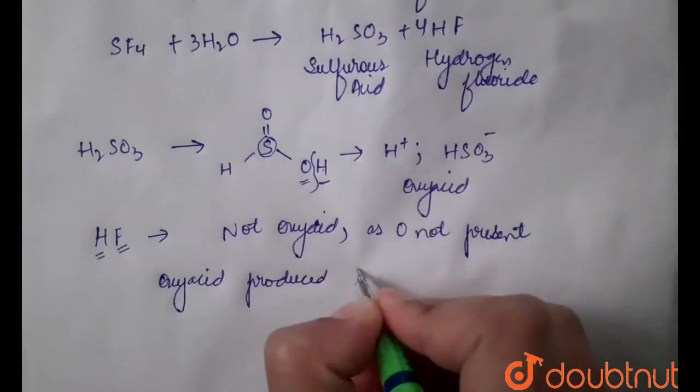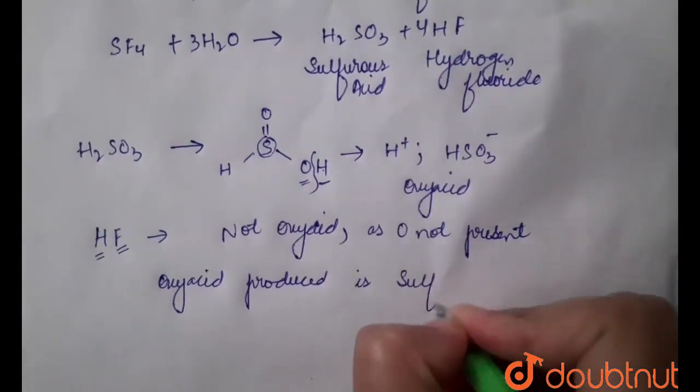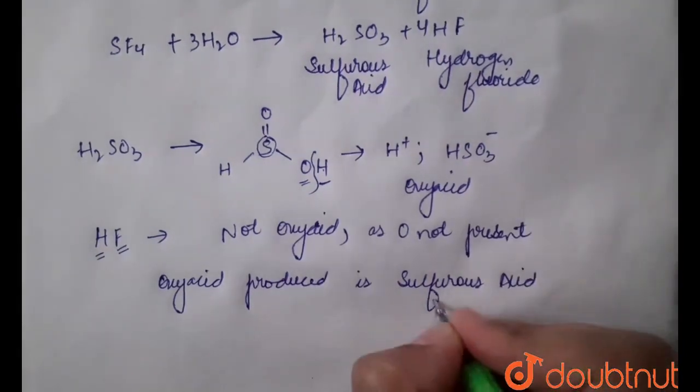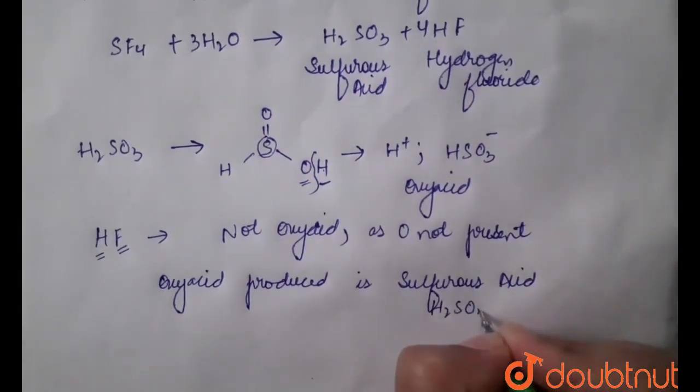the oxyacid produced is sulfurous acid, that is H2SO3.